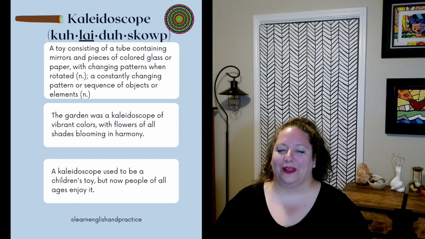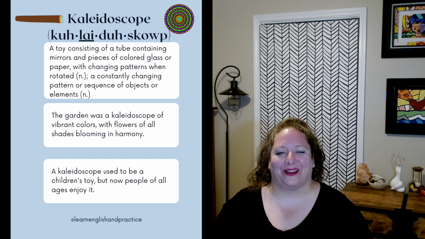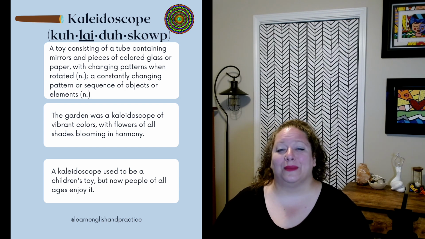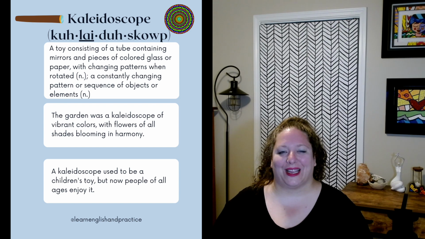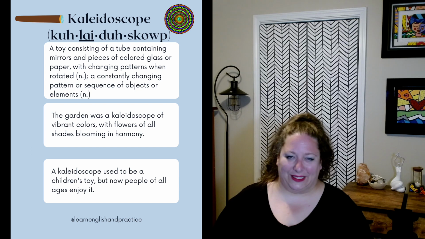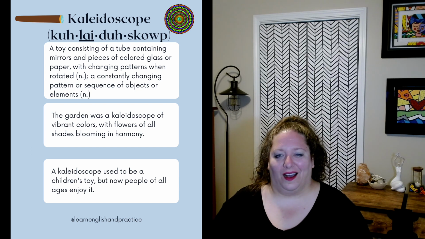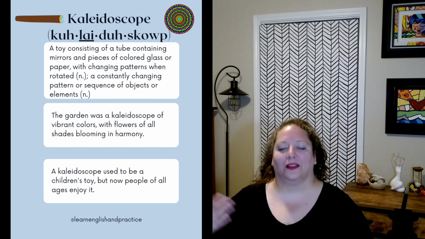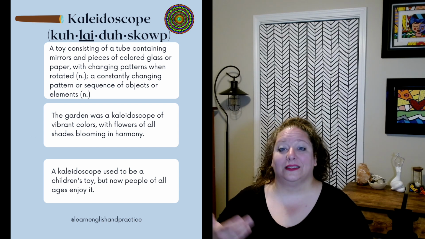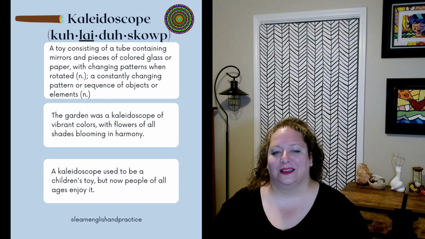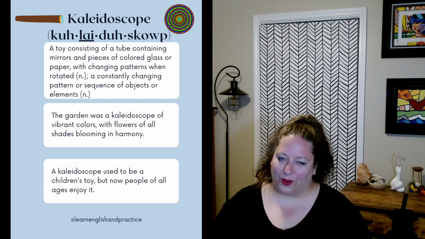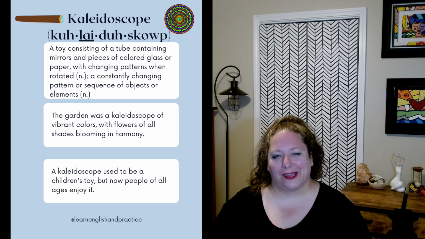Here's kaleidoscope, and there's two meanings I want to talk about here. The first one is a toy consisting of a tube containing mirrors and pieces of colored glass or paper with changing patterns when rotated. It's a noun, and you can see little examples there. It's a little toy. The other meaning is a constantly changing pattern or sequence of objects or elements. And I think we're getting more at this second meaning when understanding this word.